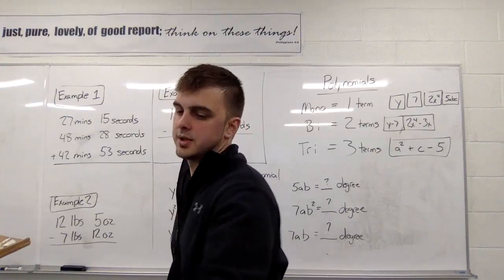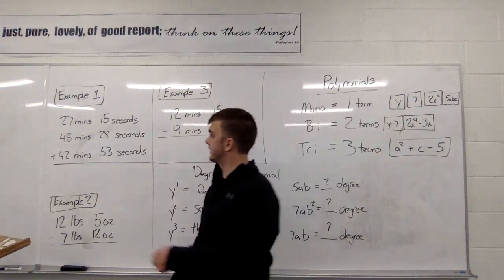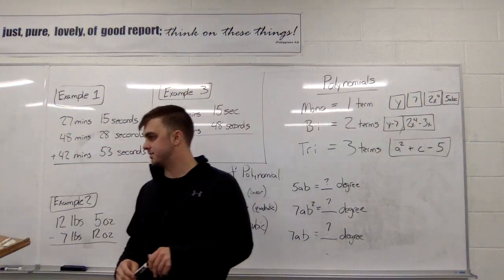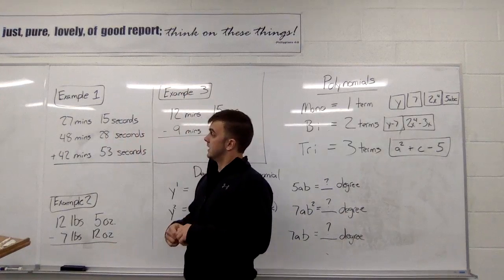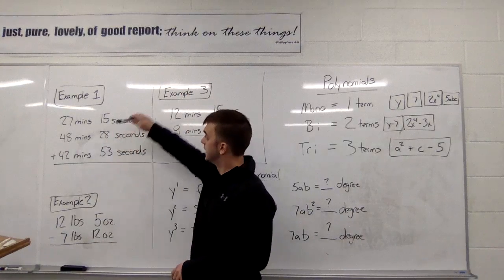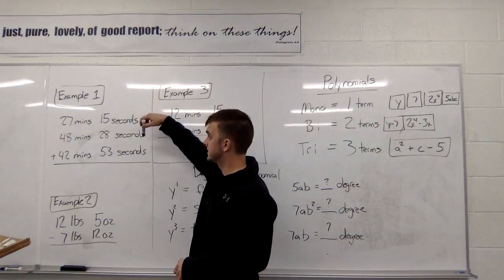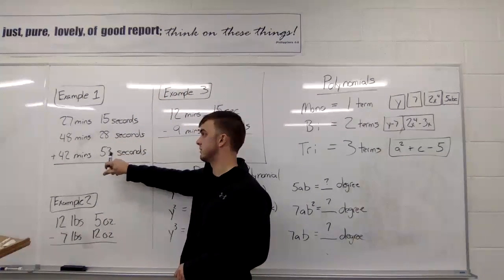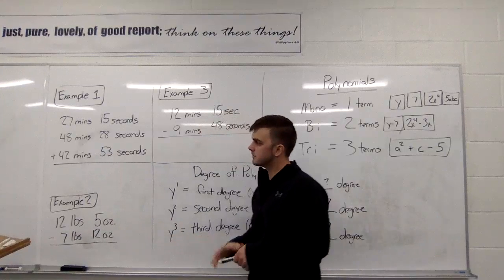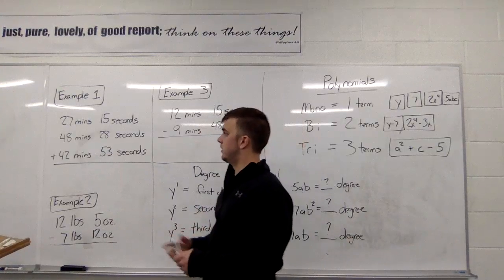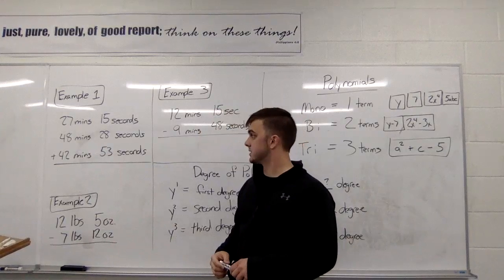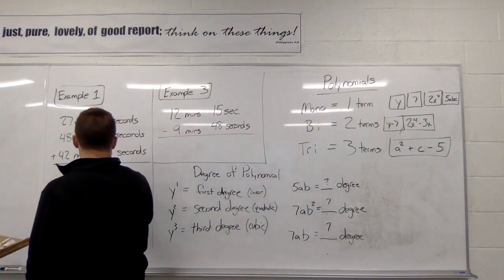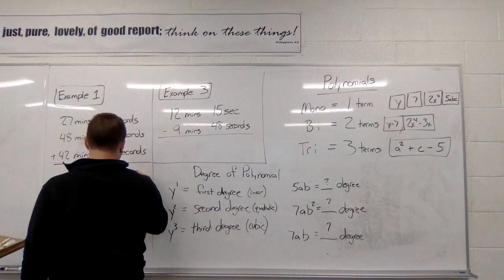Example one, we're going to jump right into it, and it is a measurement of Regina's triathlon. She swam, she biked, and she ran. She wants to know, so if you know that she swam for 27 minutes, 50 seconds, she biked for 48 minutes and 28 seconds, and then she ran for 42 minutes and 53 seconds, what was the total time that she spent? Well, it's adding, so you just add like you would here. So 15 plus 28 plus 53 gives you an answer of 96 seconds.